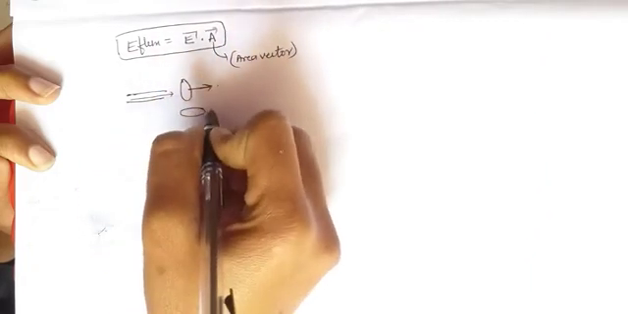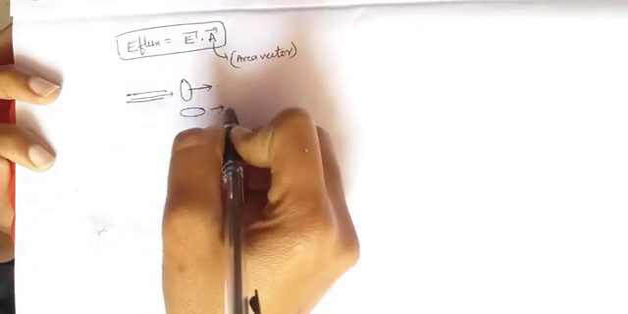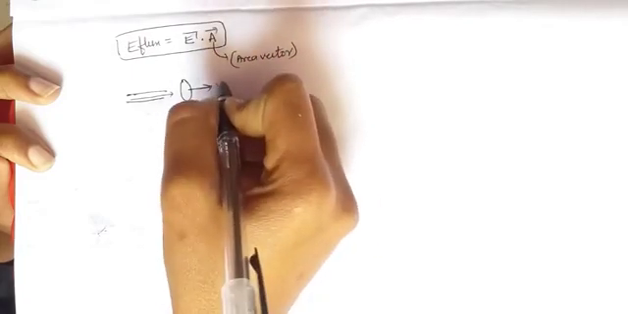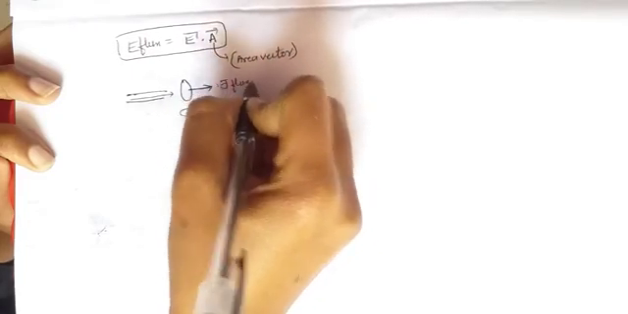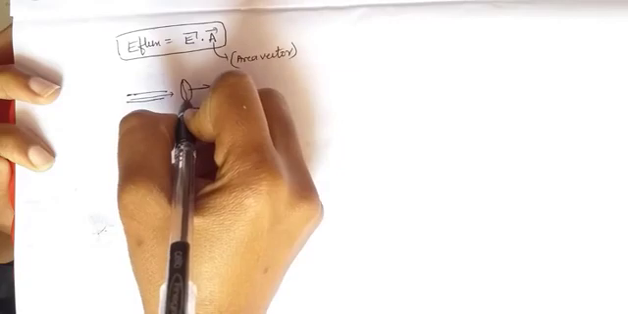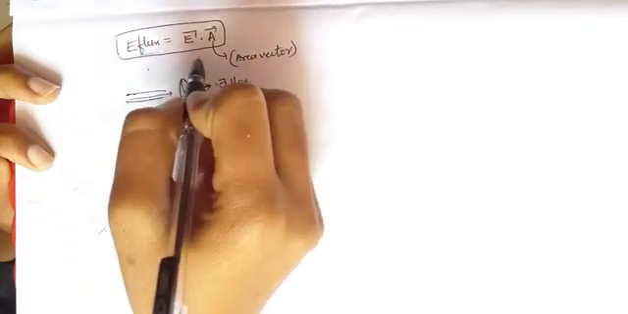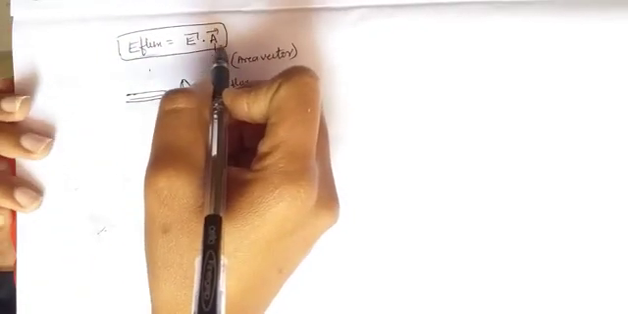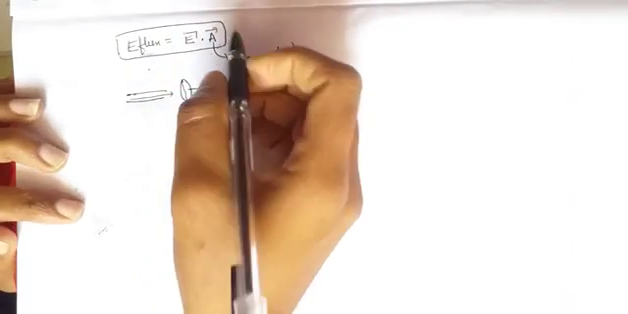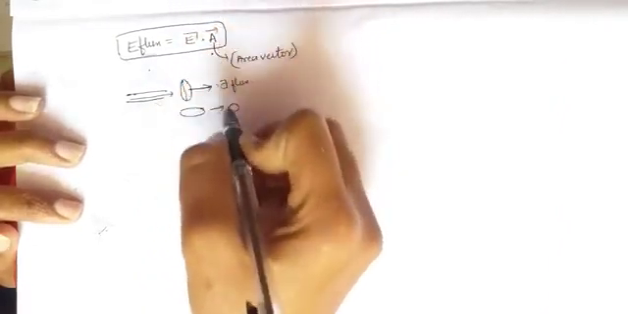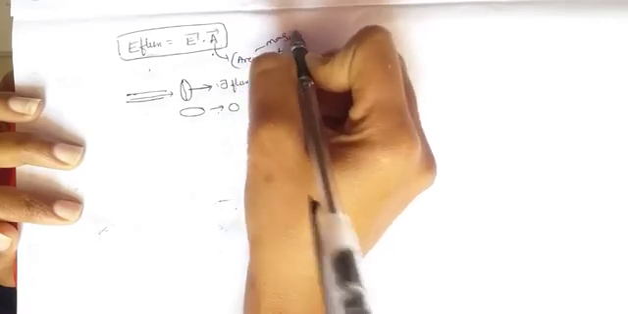Okay, if I place the area like this, then no water is coming through this area, so here the flux is 0, and here we are getting some flux. So that means the electric flux depends on the direction of the area also. The electric flux changes. That's why we consider the area as a vector. Area as a vector means it has magnitude and direction.